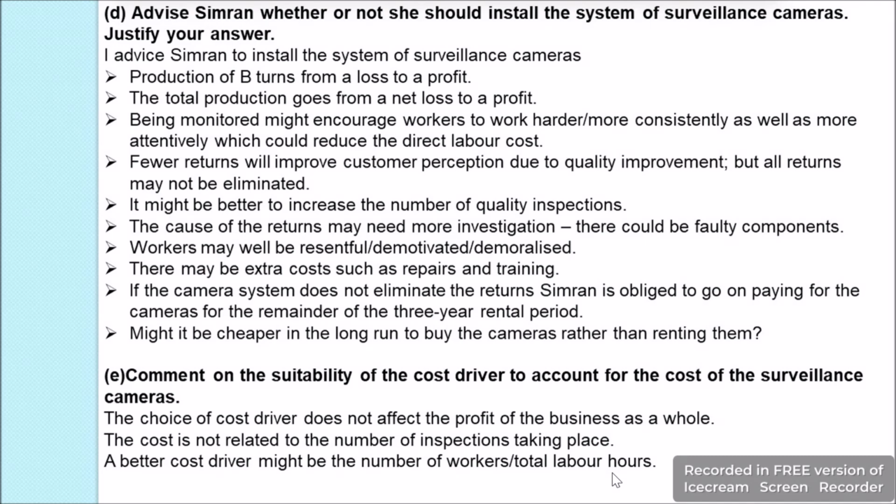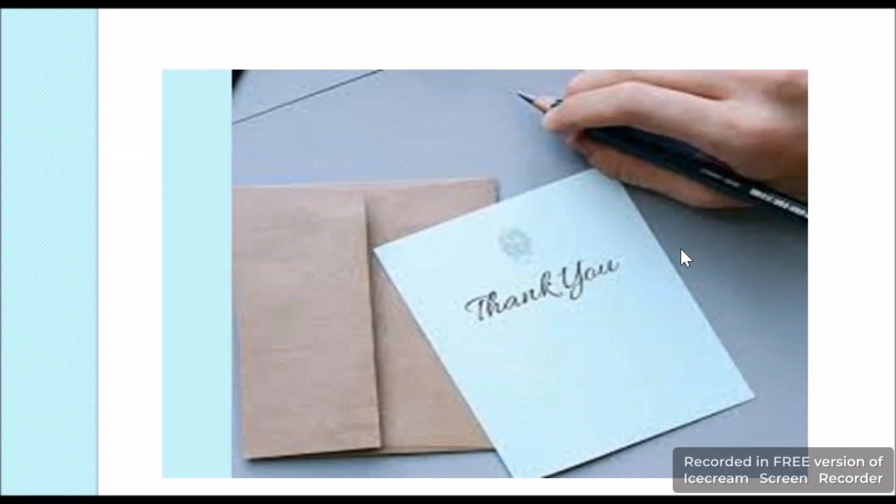However, it does not make any difference on the profit of the business, because the total cost will make the difference. If the cost exceeds 18,000, then it may have an effect on the profitability of the business. However, if we are choosing any cost driver and apportioning the cost, this will not affect the overall profitability of the business. Hence, they can take the cost driver as quality inspection, but the better cost driver might be the number of workers or the total labor hours. So, this is what I suggest. With this, we have completed this question.